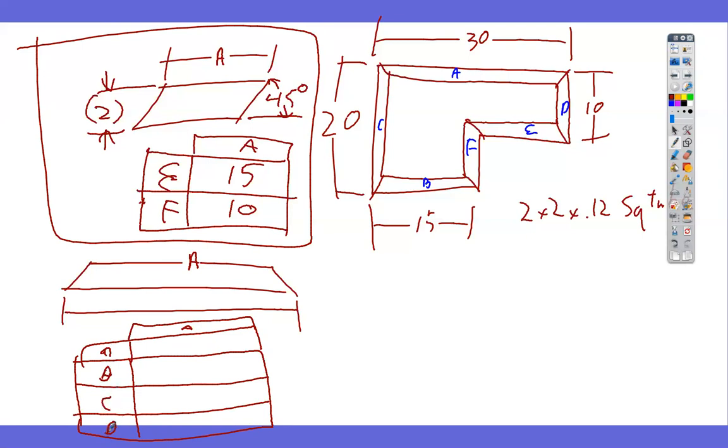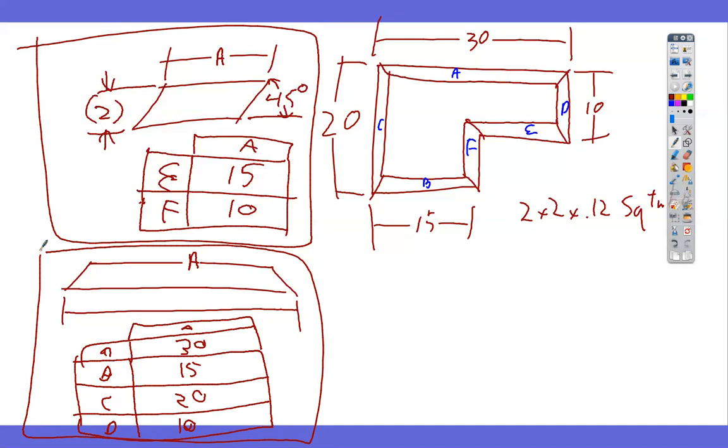So A, 30, B, 15, C, 20, D, 10. Now I have this sheet of paper with that other piece of tubing on it that covers 4 parts. So instead of having 6 different drawings, I've got 2 drawings. Now it's easy to send it over to the guy running the bandsaw and say, okay, I need 1 of each of these sizes. I need 2 of these at those sizes. Makes it a lot easier to understand.